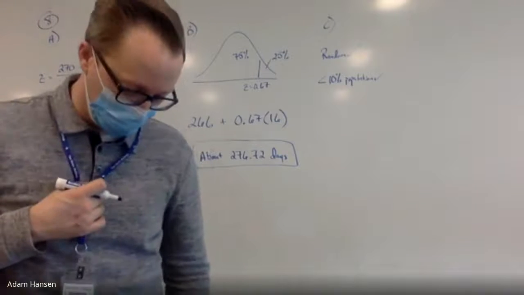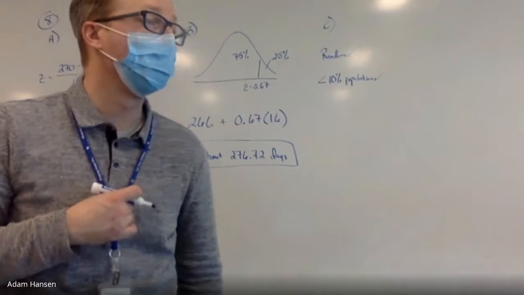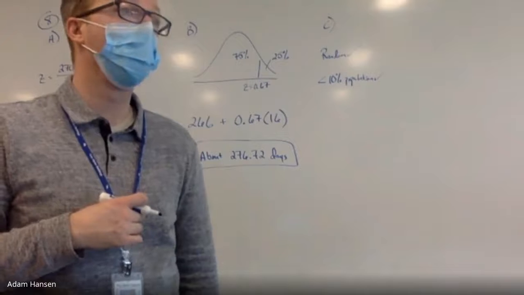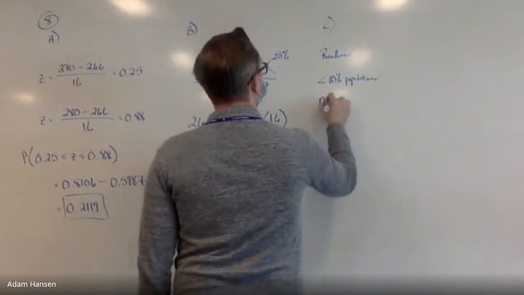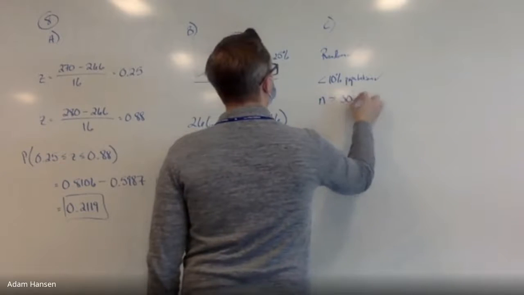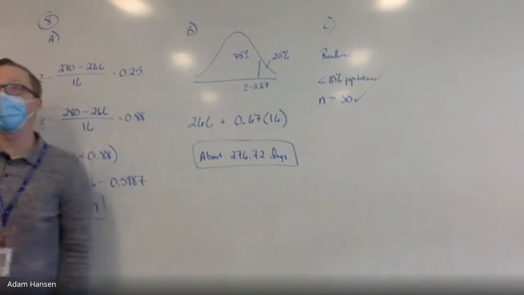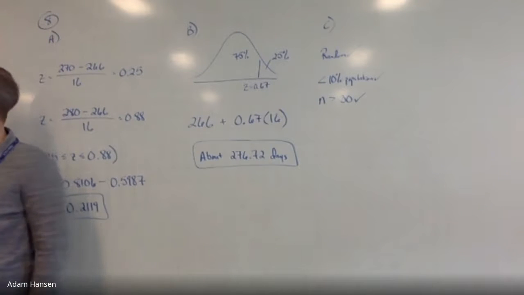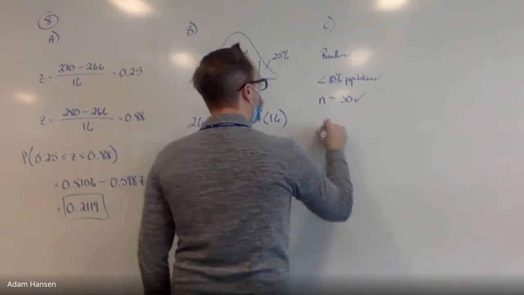What's our sample size? 60. Is 60 big enough? You'd say so, because it's bigger than 30. I need a large enough sample for the central limit theorem to apply. And the common convention is that 30 is big enough for us to apply a normal distribution. So we'll follow a normal model.